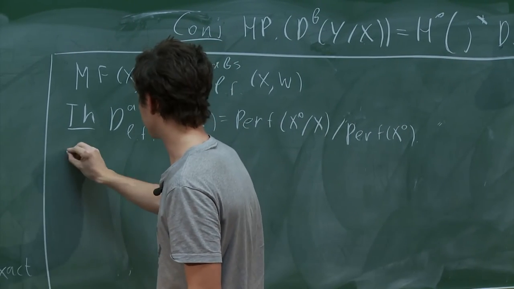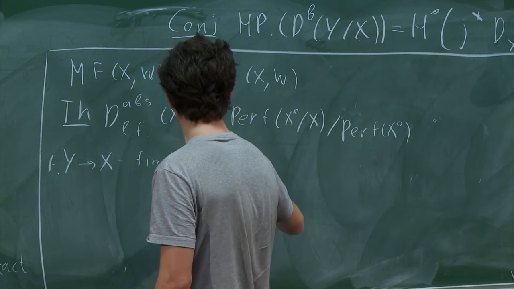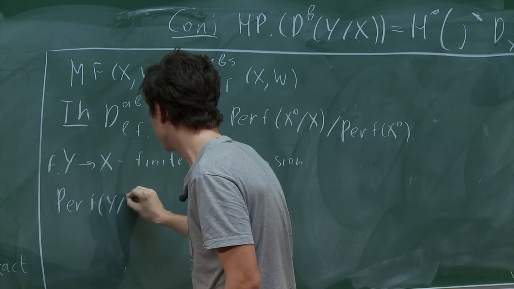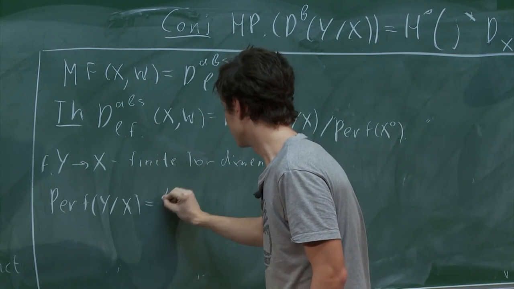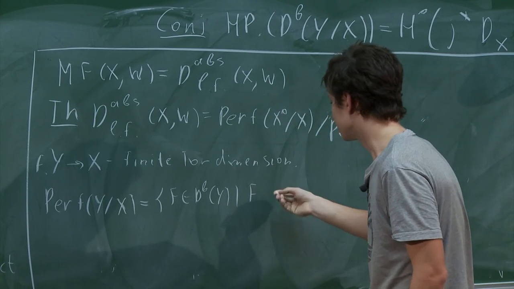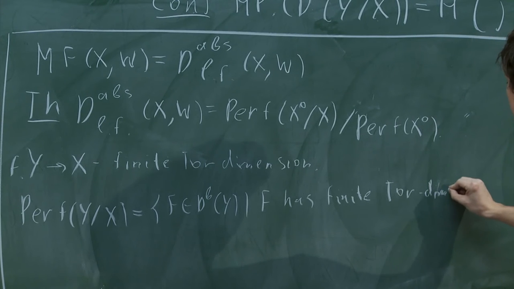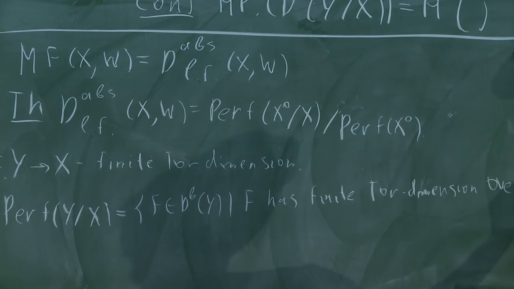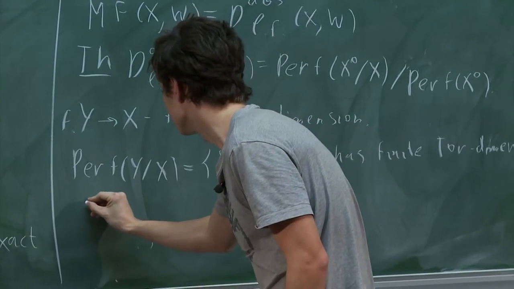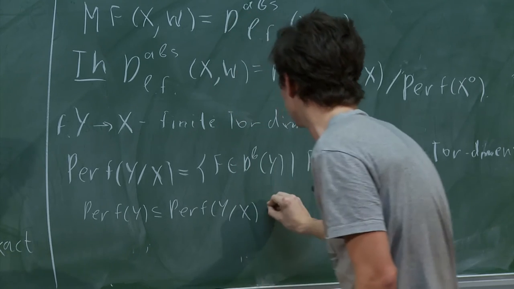And by definition, in this case, the definition is even simpler if the morphism has finite Tor dimension. Then this category consists of objects F in dB of Y such that F has finite Tor dimension over X. So again, this category is in general intermediate between perfect complexes and the category dB of Y.